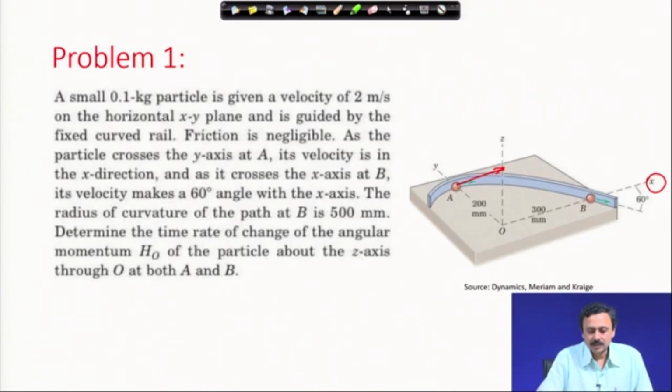And as it crosses the x axis at B, its velocity makes a 60-degree angle with the x axis. This has been shown in the figure. The radius of curvature of the path at B is 500 millimeter. Determine the time rate of change of angular momentum h o, which means h about O, of the particle about the z axis through O at both A and B. This problem is from the book of Meriam and Craig.